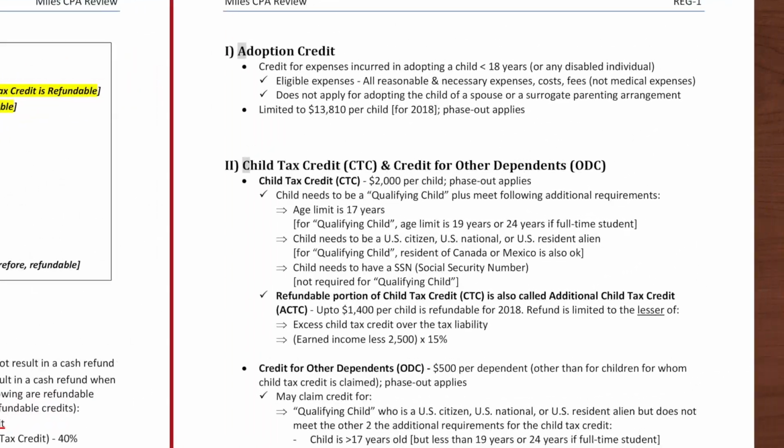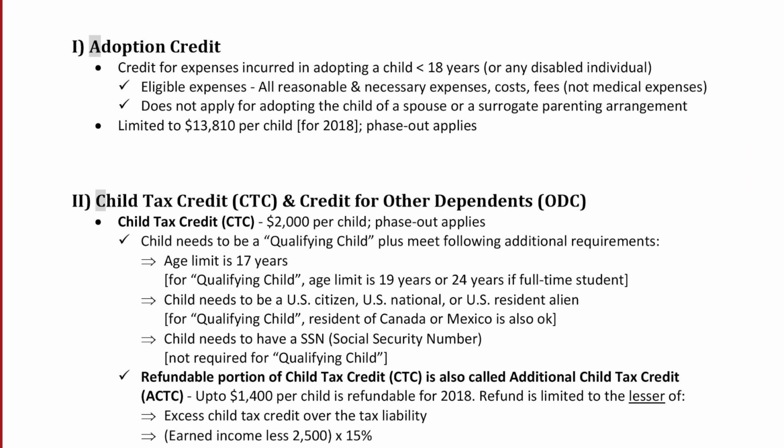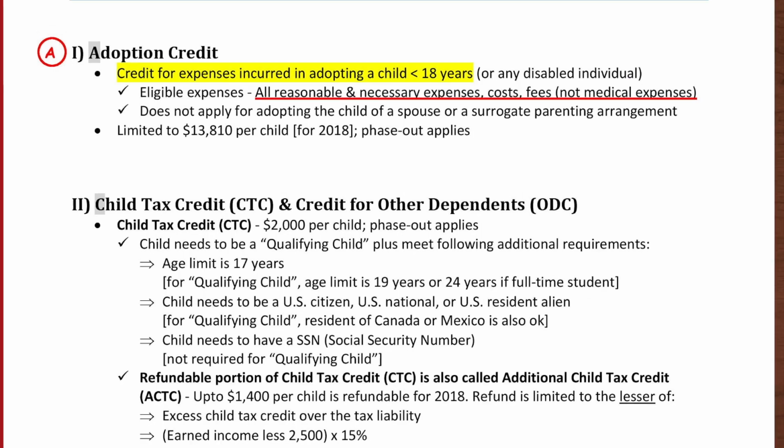On page 83, on the top we've got adoption credit, which is the A of ACE. Adoption credit is the credit for expenses incurred in adopting a child of less than 18 years. Eligible expenses here are all reasonable and necessary expenses, costs, and fees, but not medical expenses.